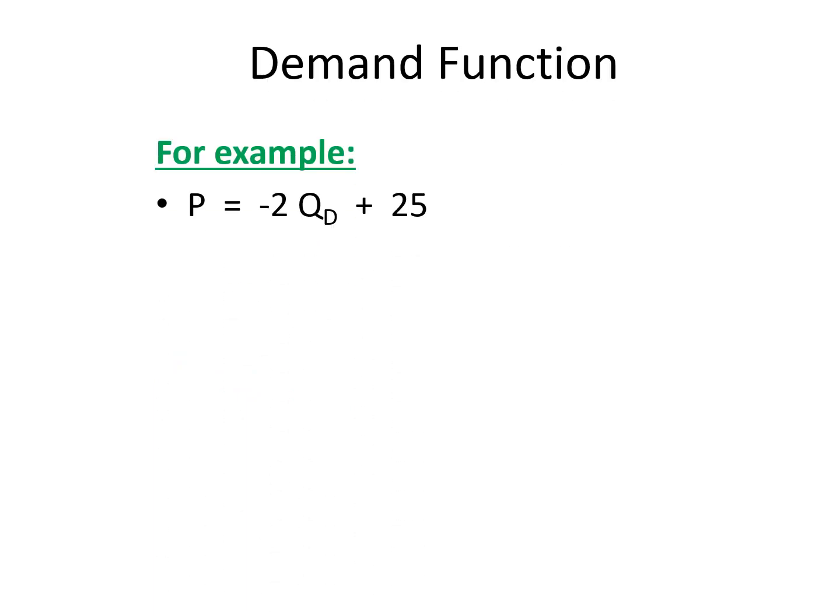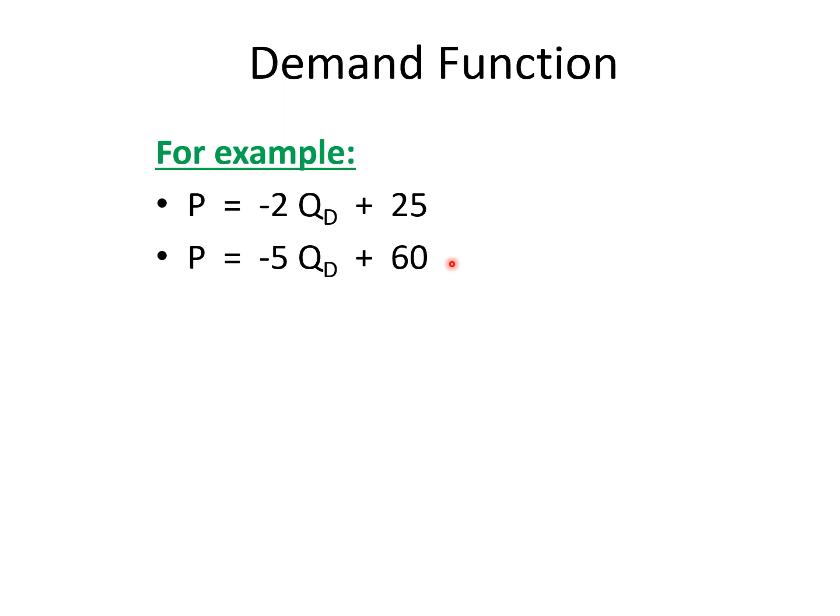As an example of this demand function, you can see this one. Let me use the laser pointer here. You can see P equals minus 2Q plus 25. So Q here is QD, in fact, the quantity demanded. You can see the numbers here. A is negative and B is a positive number. So we will get a decreasing function.